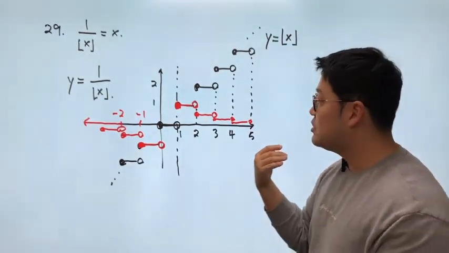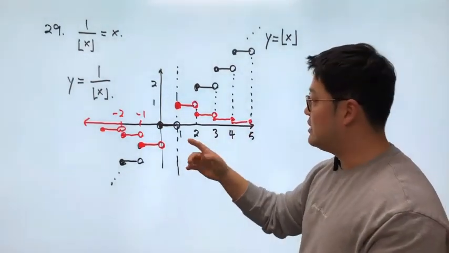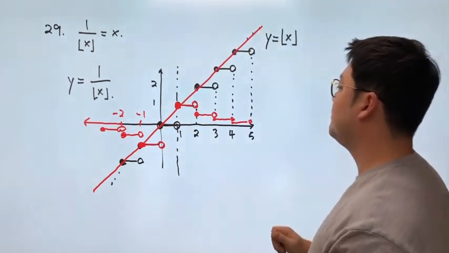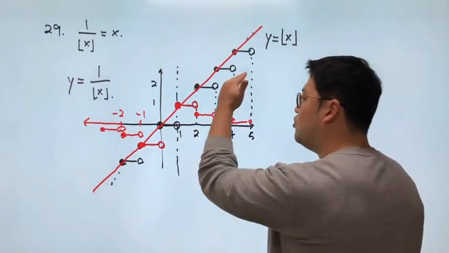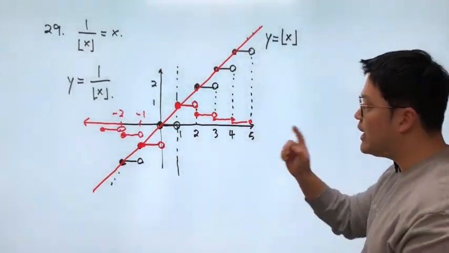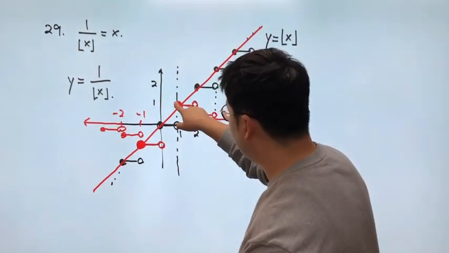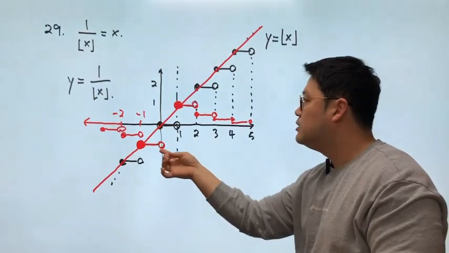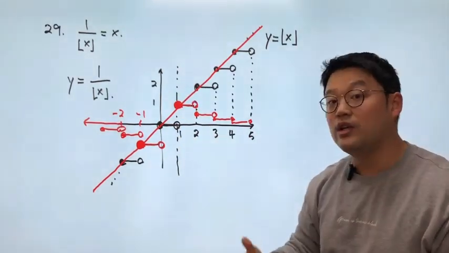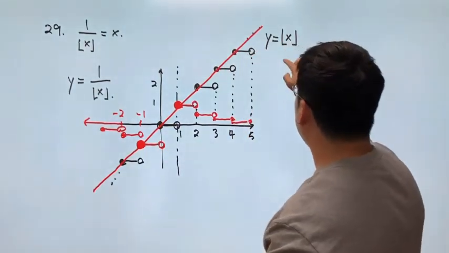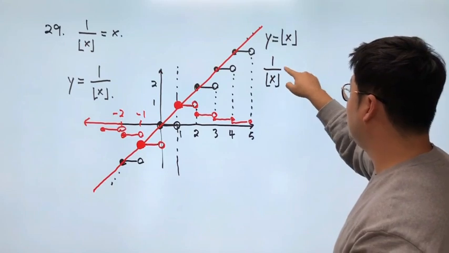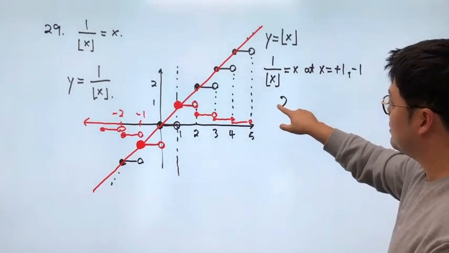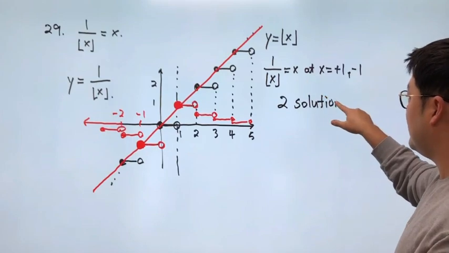And I just need to find the intersections with y equals x. So if I sketch y equals x like this, let's focus on the red line and the segments out there. We've got one point of intersection, and we've got another point of intersection. And don't tell me we get an intersection at 0, because 1 over 0 is undefined. So we get 2 points of intersection, and the solution is at x equals either positive 1 or negative 1. So we found two solutions, and that shall be it.